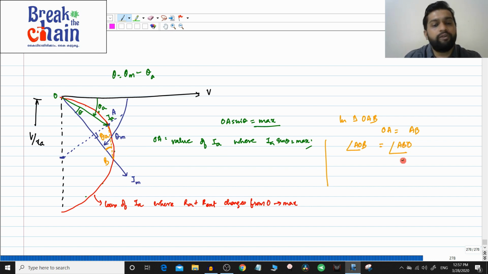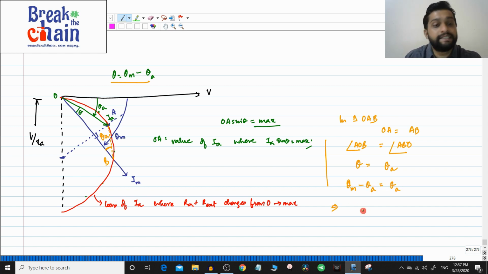That is, angle ABO will also be equal to theta A. Now, what is angle AOB? Angle AOB is theta. So, theta will be equal to theta A. This angle is theta, this angle is theta A, that will be equal to theta A, that is what I mean. But we know that theta A is equal to theta M minus theta A. So, theta M minus theta A is equal to theta A.